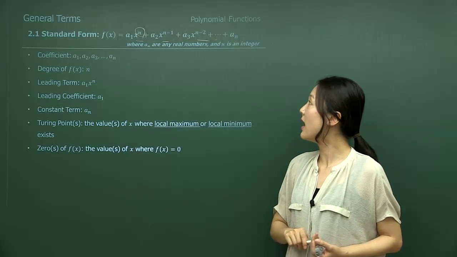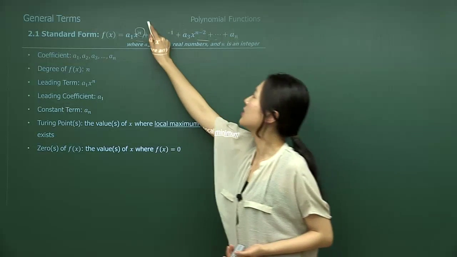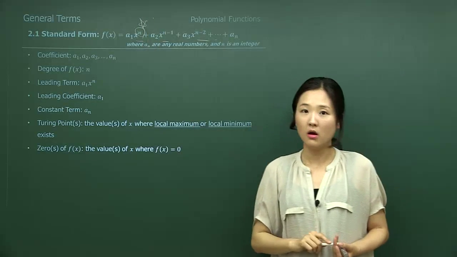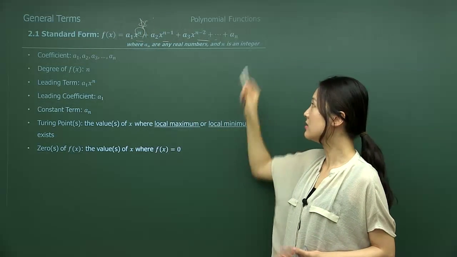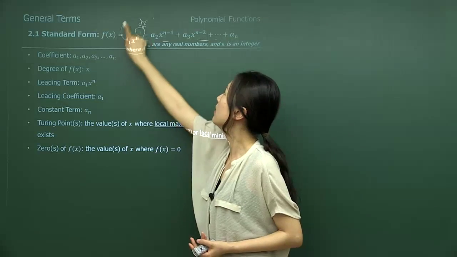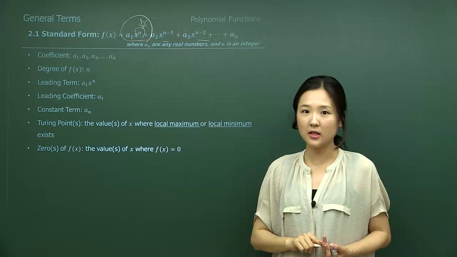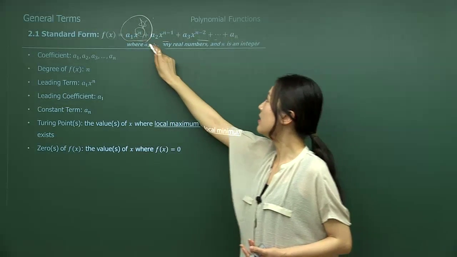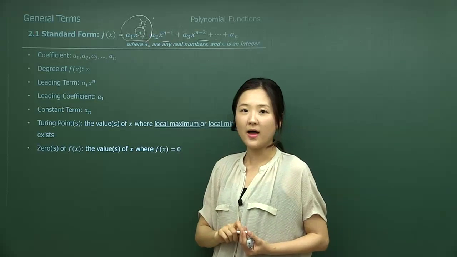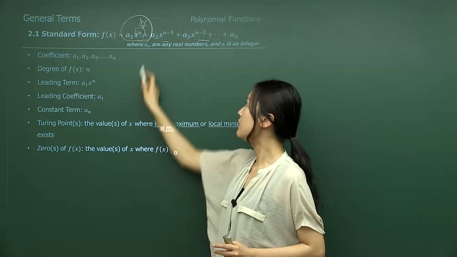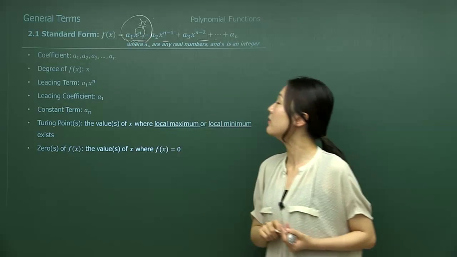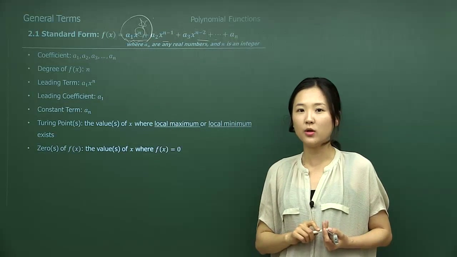Whichever is the highest is the leading term of the entire equation, hence we will call this the leading term. And the n of the leading term will define the degree of the function. And the coefficient in front of the highest term will be the leading coefficient.